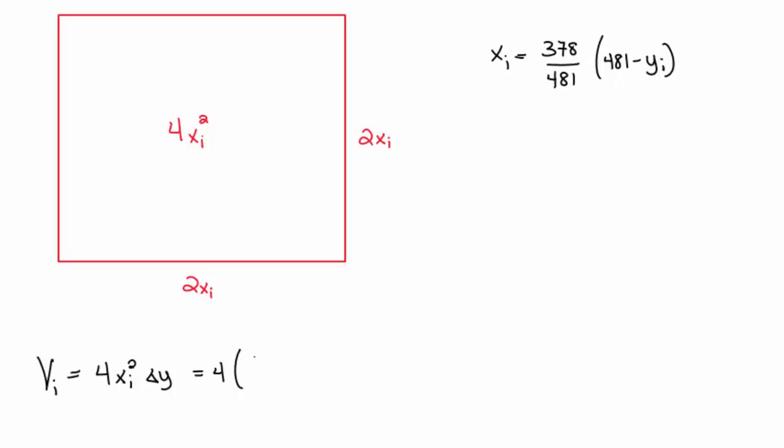4 times the quantity, 378, oops, supposed to be an 8, over 481, quantity 481 minus y sub i, quantity squared, delta y. That is the volume of that slice. Now, I knew I'd have to find the volume, even though I didn't really talk about why. I just knew that at some point we're lifting some stuff up this far, right? So let's now talk about the rest of this.